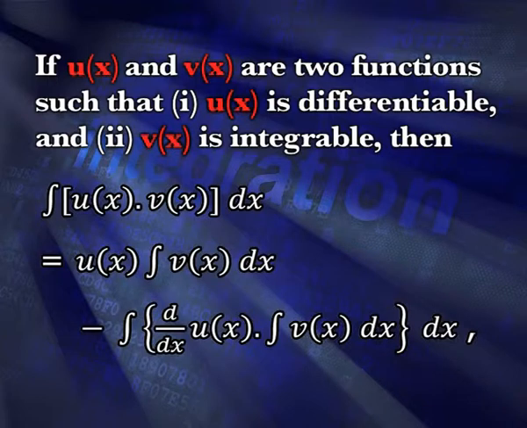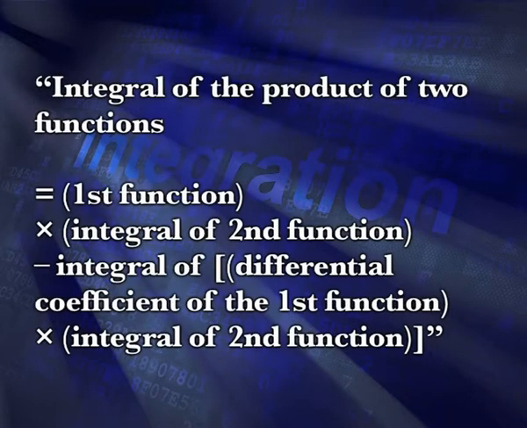u(x) times integration of v(x) dx minus integration of d by dx of u(x) times integration of v(x) dx, the whole integrated with respect to x. That is, integral of the product of two functions is first function times integral of the second function minus integral of differential coefficient of the first function times integral of second function.